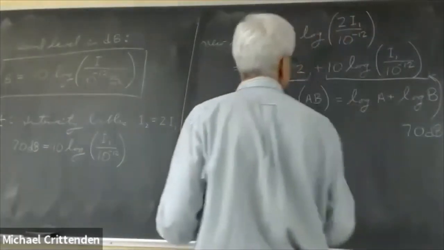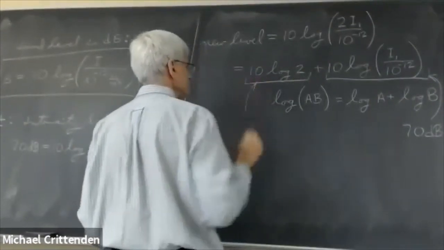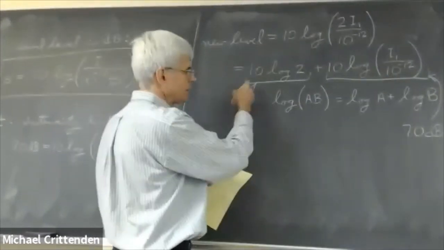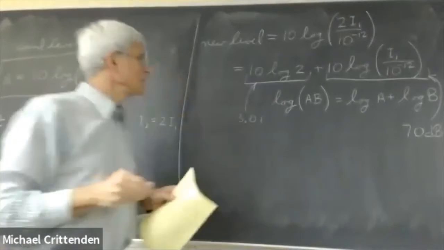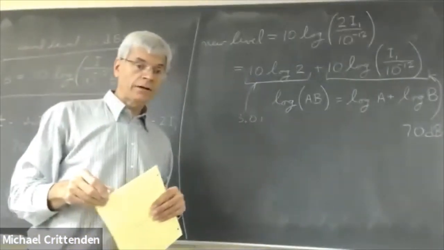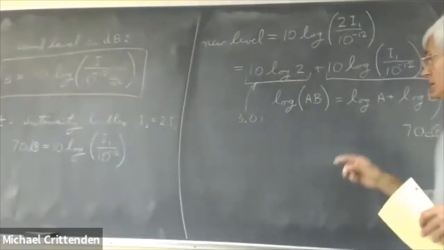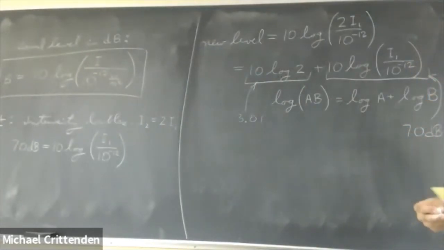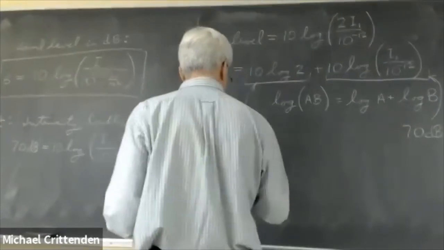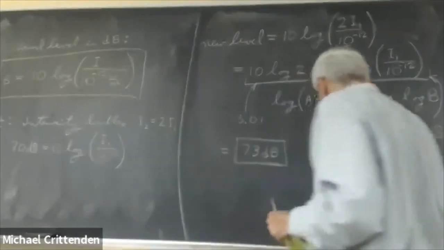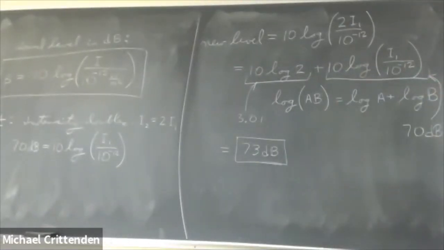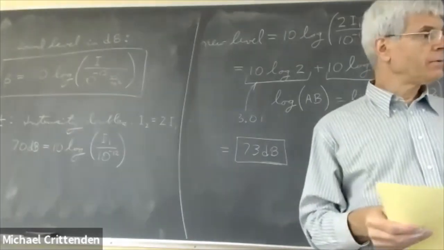And get out my calculator and punch this up. Close enough, you might as well call it 3. 70 plus 3, 73. Anytime you double the intensity, it's going to add 3 decibels. Because that's what logarithms do.